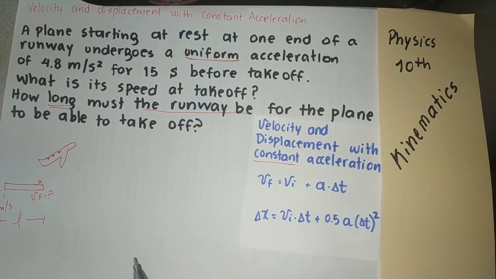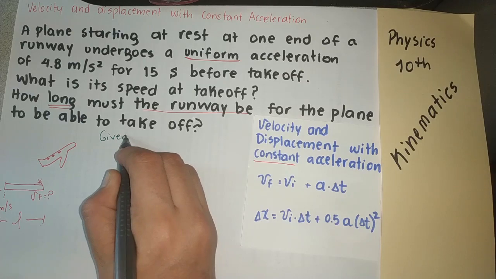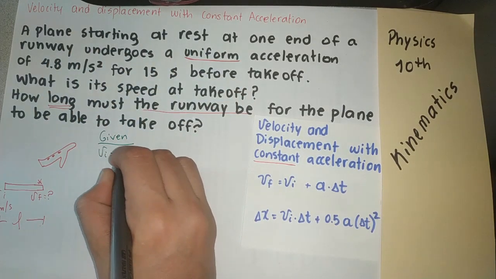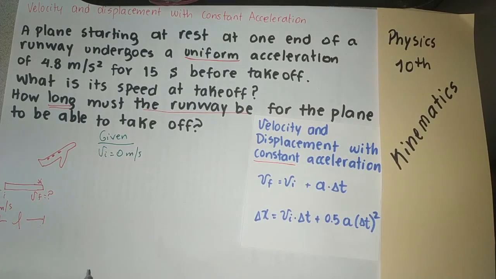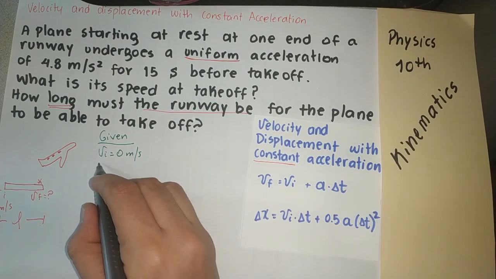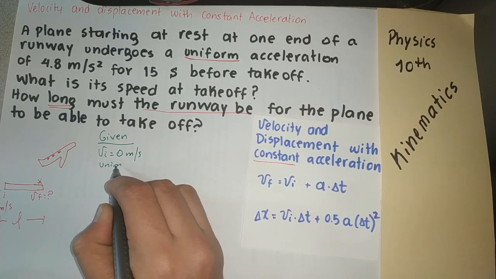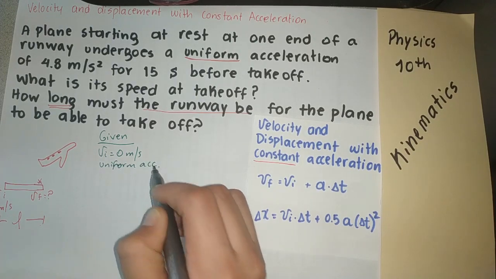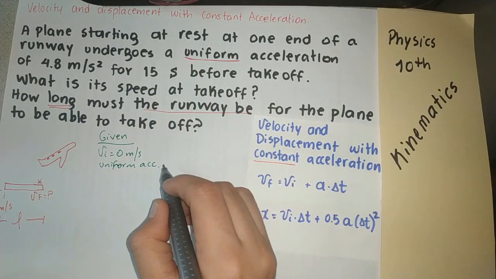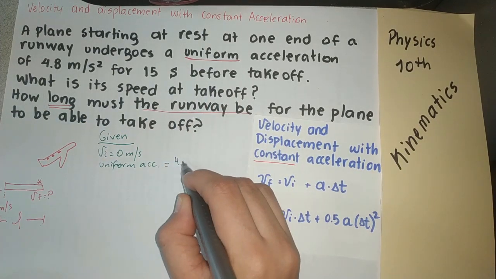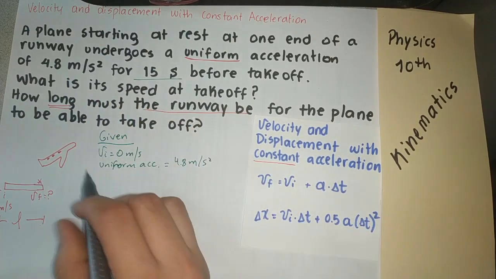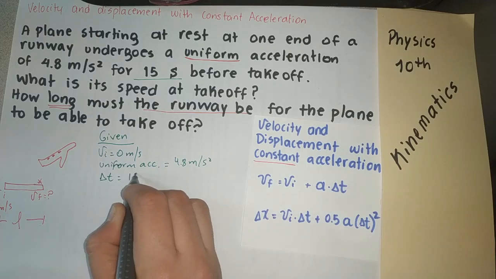Now, we're going to start writing the givens. The first given is starting at rest, so we say that the initial velocity is 0 meters per second. Uniform acceleration is important, and it's 4.8 meters per second squared. And now for 15 seconds, we're talking about time.